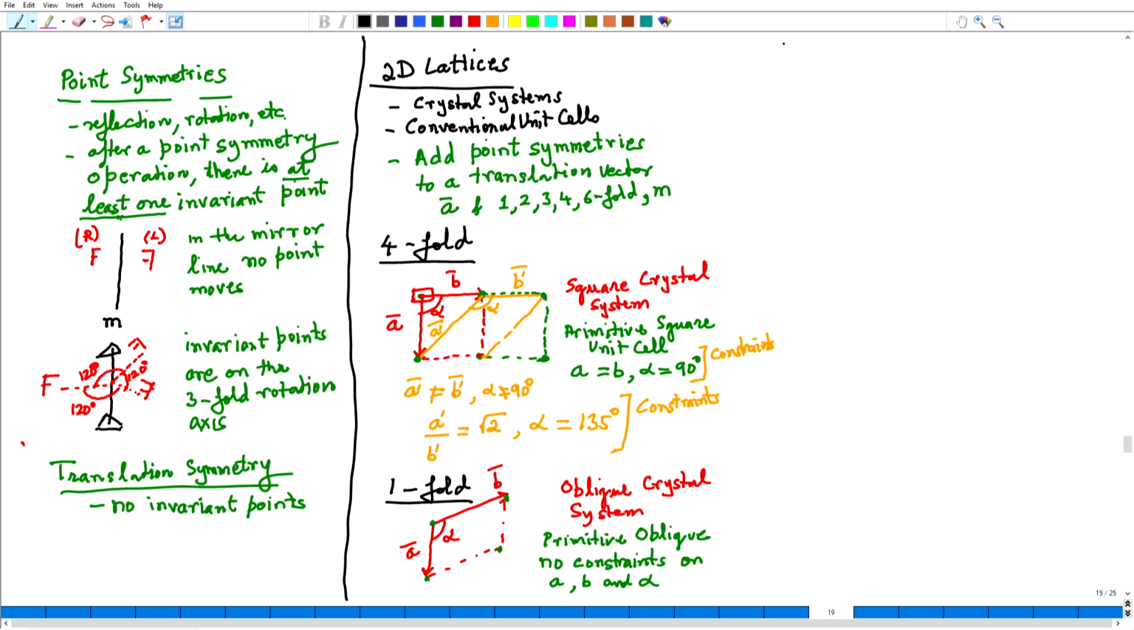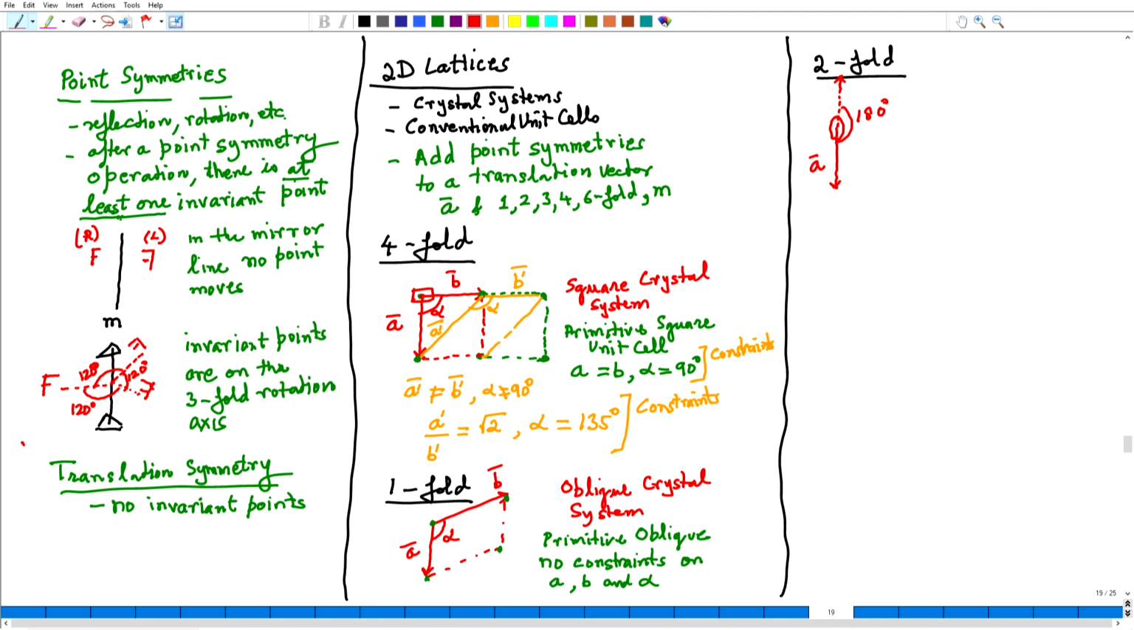Now, let us take another point symmetry, two-fold rotational symmetry. Now, we again do the same exercise. Take the vector A and I add two-fold, which is the shape of a lens. Now, what will the two-fold do? It will do a rotation by 180 degrees. So, let us rotate this vector. So, I get a 180 degree rotation.